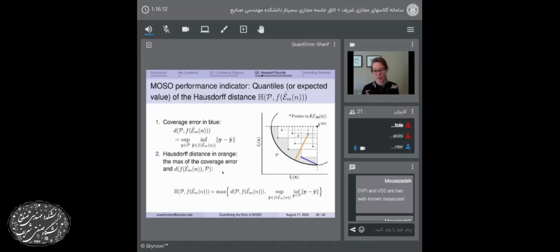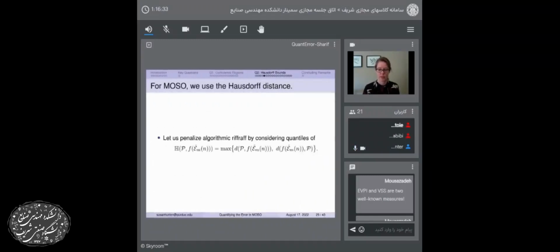So we're going to focus on this Hausdorff distance, which is the max of the coverage error and this other distance, where we look across the true values of the estimated efficient set in the objective space, look for the nearest point in the Pareto set, and take the max across those values. So we're going to penalize the algorithmic riffraff and consider this Hausdorff distance. Notice that we have random variables in here, so this whole quantity is random. We're going to need to deal with quantiles or an expected value. This thing has a distribution.